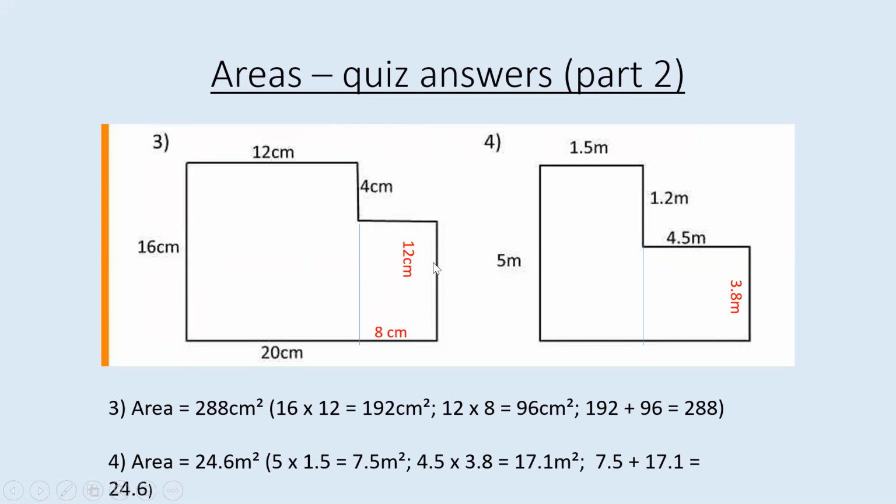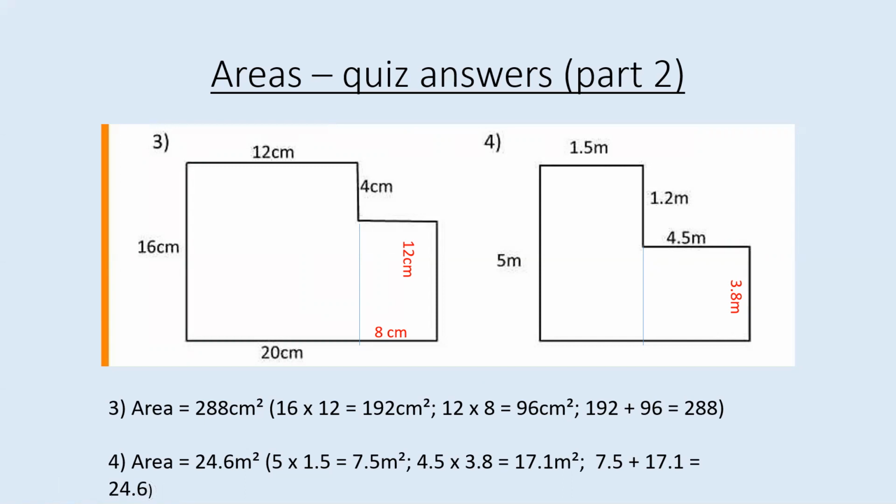So that meant that we had a horizontal length on the second shape of 12 centimeters and a vertical length on that shape of 12 centimeters, while the total horizontal length was 20 centimeters, but 12 centimeters of that length was taken out at the top of that shape. So that meant that we had 8 centimeters left. So we did 12 times 8, that came to 96 centimeters. Add the two areas together, 192 plus 96 equals 288.